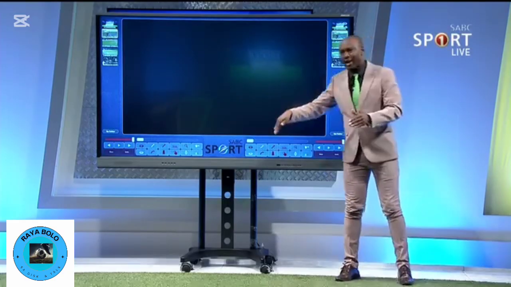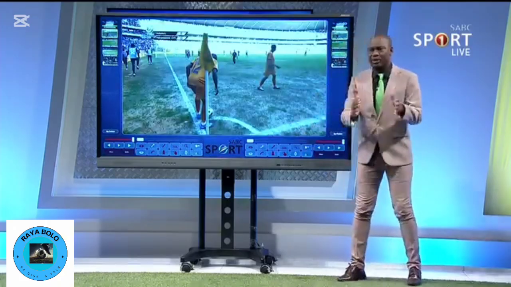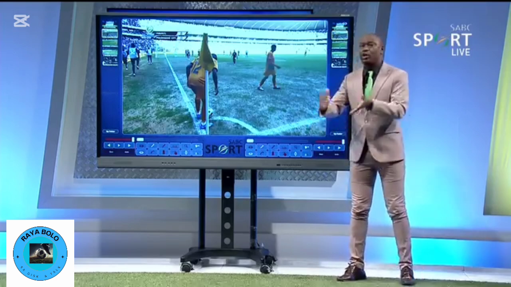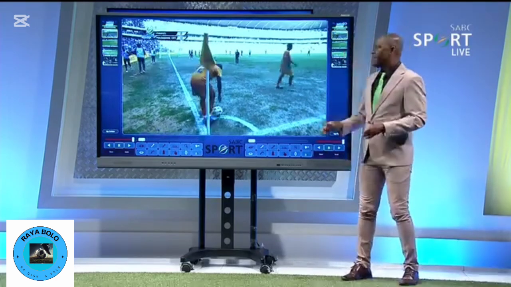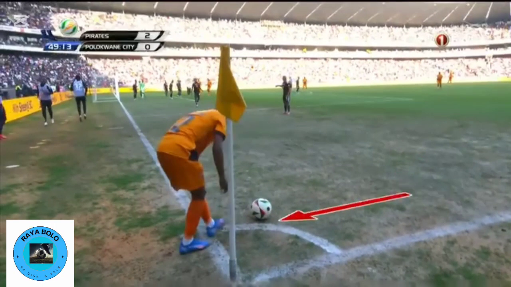We're going via Orlando. We have a player there called Muremi. The procedure for law 17, which is corner kick, says the ball must be placed on the corner arc. Did he place the ball correctly? Now you can see that the ball is out of the line.